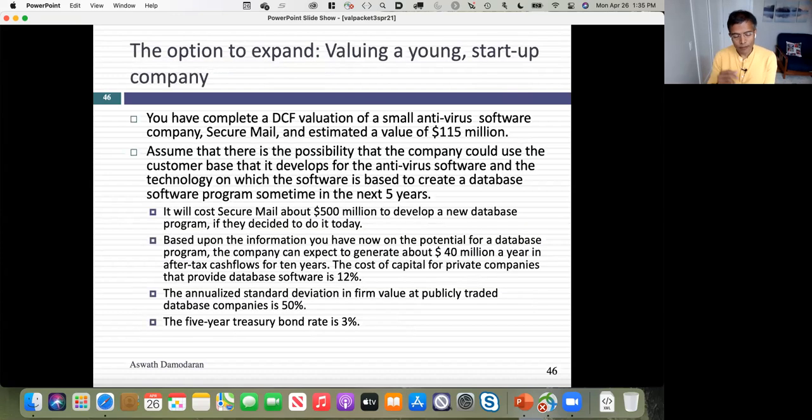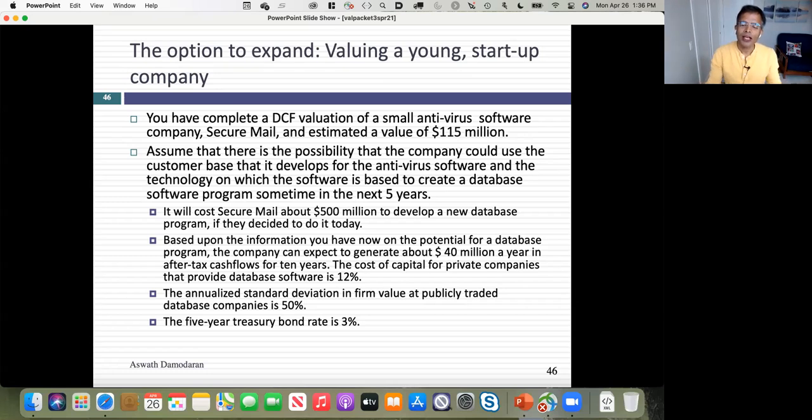So let's try this. A few years ago, I was valuing an antivirus software company. So I did it the traditional way, right? Revenue growth, margins. In fact, I used the same spreadsheet you guys are using to value your companies. Came up with a value of 115 million. But here's the piece of the company that I did not value. This company, as it acquired customers for its antivirus software, was building up a database. You're saying, so what? This database, it's like a platform, could be used to produce database software.